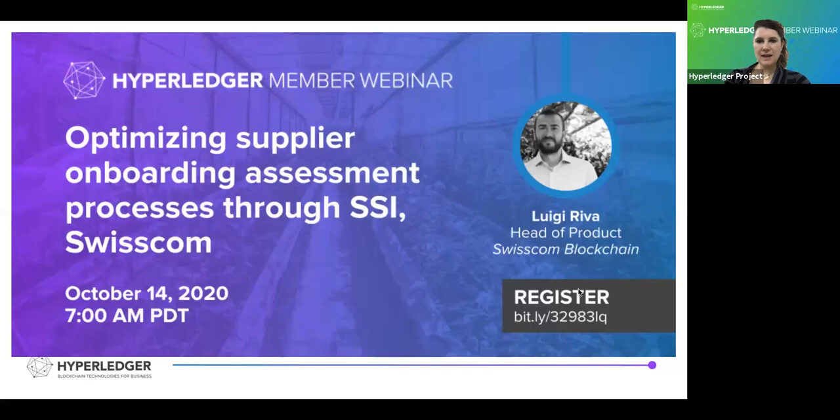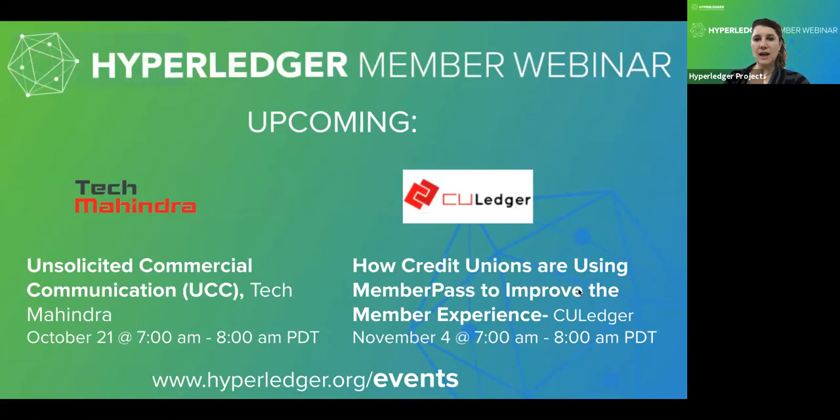Okay, well, just to wrap it up, I wanted to let you know that we have two upcoming webinars. The first one will be on October 21st, so next week. This will be on unsolicited commercial communication, a webinar delivered by Tech Mahindra. And it's all about telecom use cases and preventing fraud and spamming.